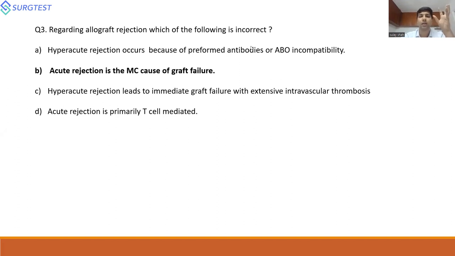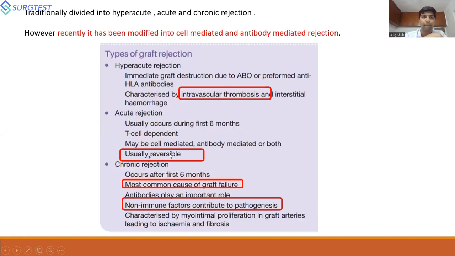Again, the differentiation of hyperacute, acute and chronic is based on a variety of factors, including timeline. But according to recent criteria, as I've mentioned before, it has changed. And this is a change significantly seen in the new Bailey. So what is this change? We'll see. So traditionally, it was hyperacute, acute and chronic rejection. This is a direct table taken from the previous edition of Bailey. It's not in the new edition because it is slightly changed now.